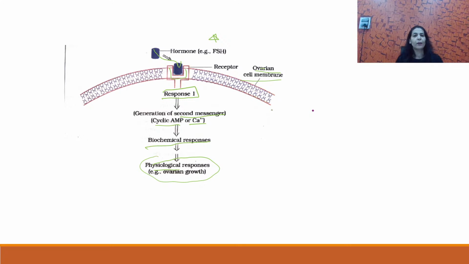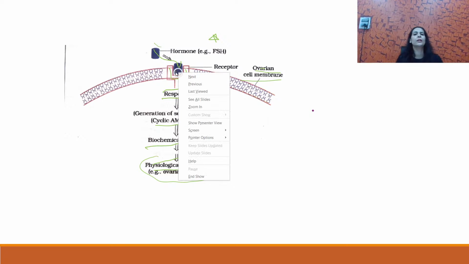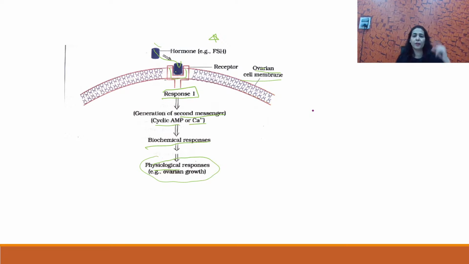In the exam, diagram based questions are asked. If you are given this diagram where the hormone is only attaching to the membrane bound receptor, instantly it should strike you that it's a membrane bound receptor, so it will generate a secondary messenger, and the secondary messenger then will generate a biochemical response. All right, is that fine? Shall we move ahead?